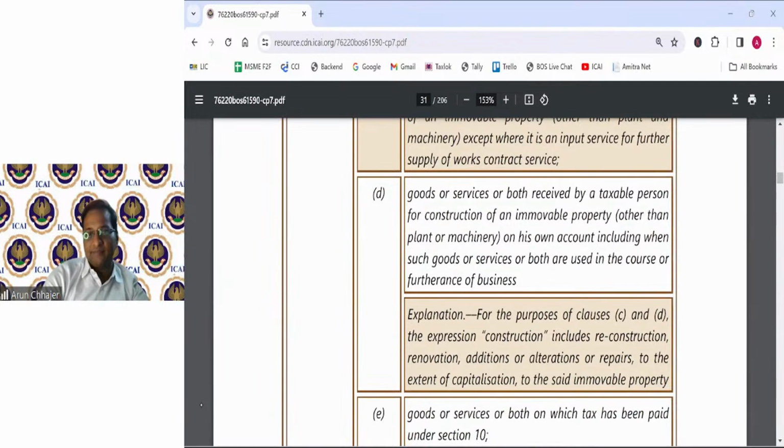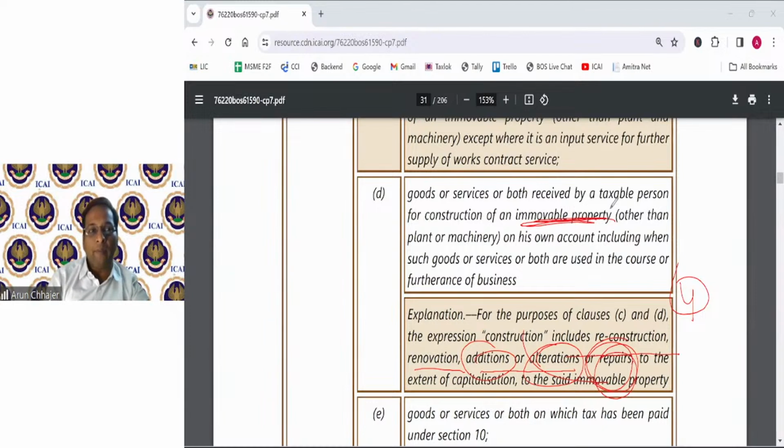Is it clear? Please note, construction includes reconstruction, renovation, addition, even alteration. Even repair is also construction. And fourth, it should be immovable property. It should be for immovable property.